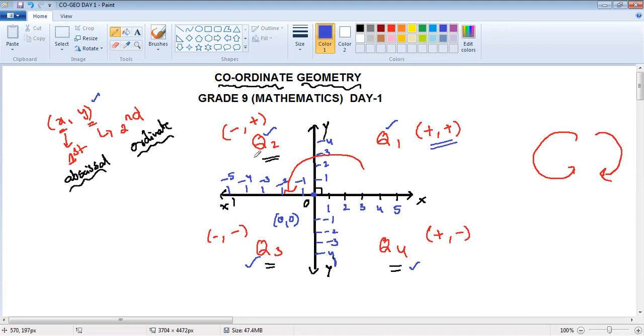Okay, these are plus-plus, minus-plus, minus-minus, plus-minus. Got it?